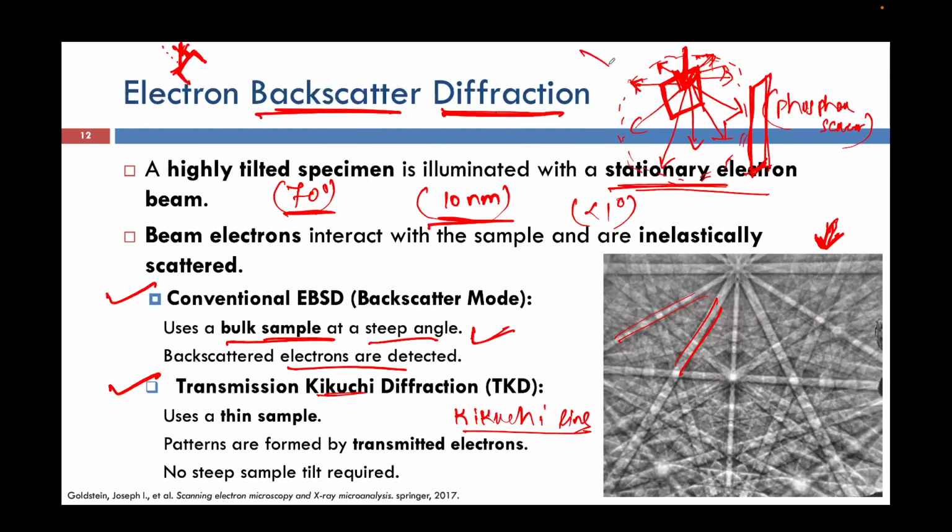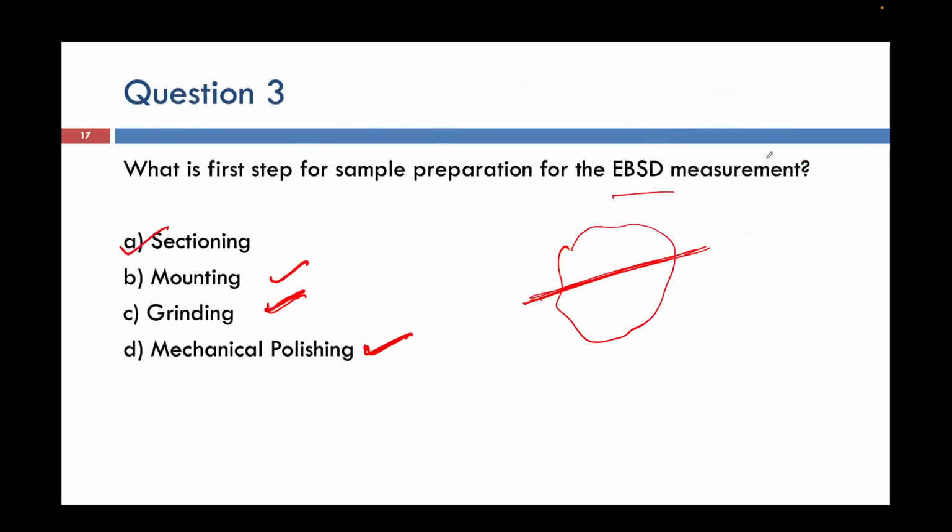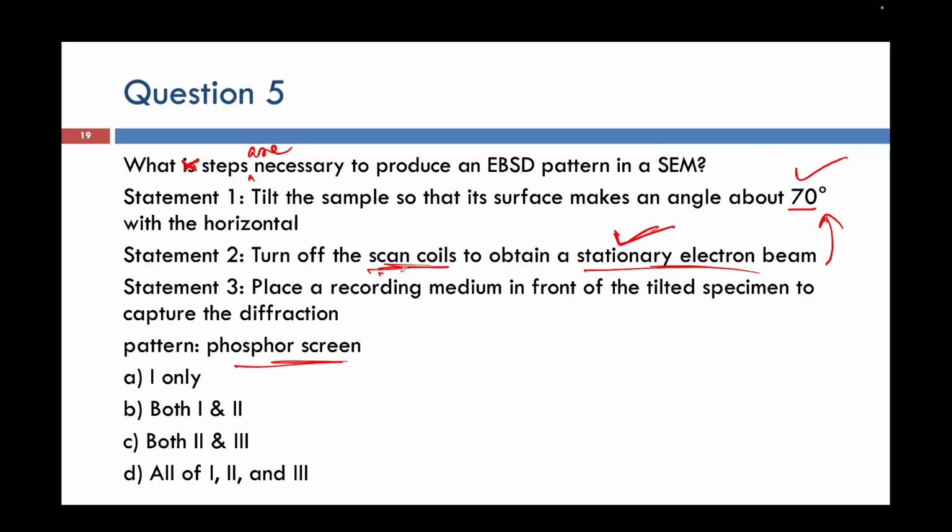Yes, this is this phenomenon. So the beam is coming, a stationary beam, and then a phosphor screen will be there to capture. Okay, and the only thing added here is the scan coils are turned off, because the role of scan coils is to deflect the electron beam. So option D will be the correct option.